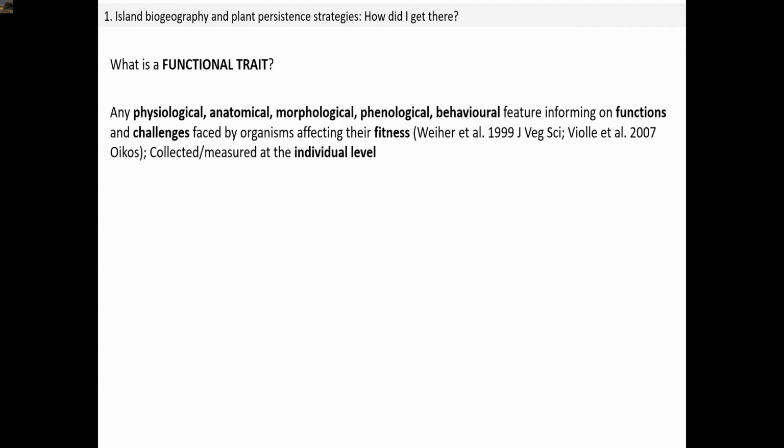So what is a functional trait? Traditionally it has been defined as any morphological, anatomical, phenological, and potentially behavioral feature which is informing on specific functions exerted by plants, and we would add also on challenges that are faced by plants that may largely affect their performance and fitness, and these are typically collected or measured at the individual level.